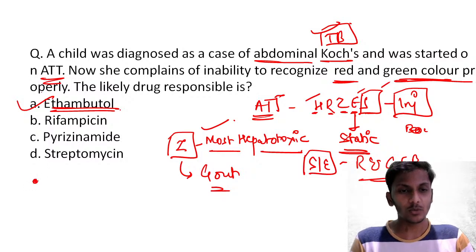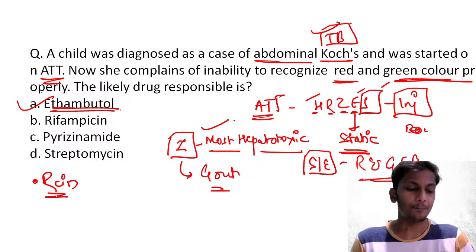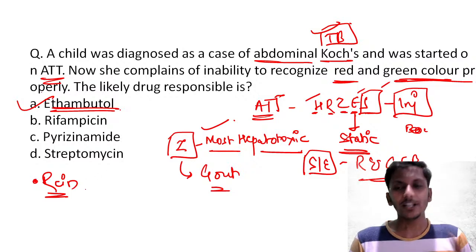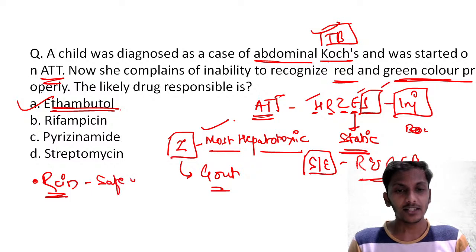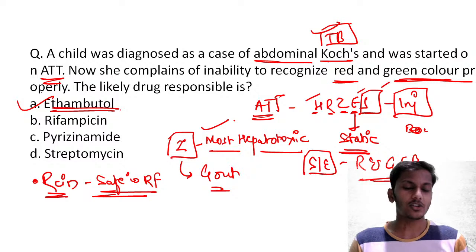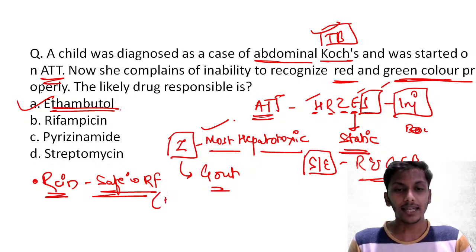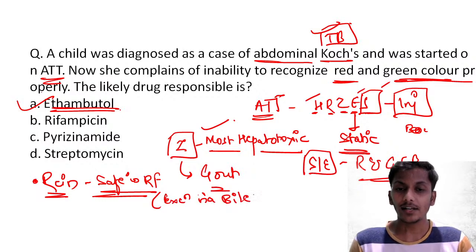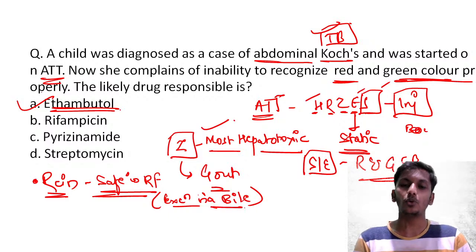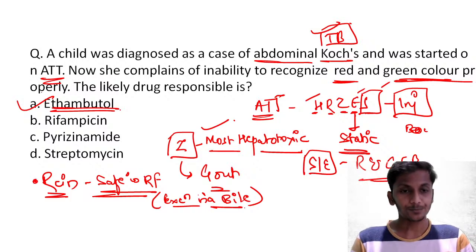Now we are just left with one most important agent, and that is rifampicin. Important features about rifampicin I will be telling you guys. First, rifampicin is safe in cases of renal failure. So please remember, rifampicin is an anti-tubercular drug which is safe in cases of renal failure. Why? Because it is excreted via bile. Which was the other drug which was excreted via bile? Doxycycline, right? So doxy and rifampicin both are excreted via bile. Therefore, these drugs are safe in cases of renal failure.